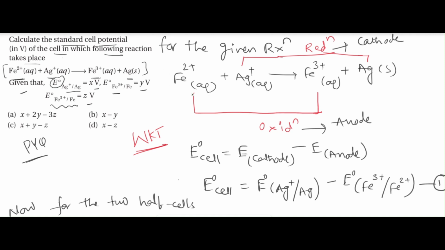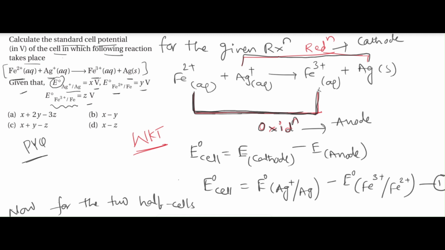I'm writing the complete given reaction: Fe2+ treated with Ag+ gives rise to Fe3+ and Ag solid. In this reaction, I have divided the complete equation into two parts: one is the oxidation half reaction, another is the reduction half reaction. You can observe that with a box I have separated Fe2+ to Fe3+, which we know is an oxidation reaction, and Ag+ to Ag is a reduction reaction.